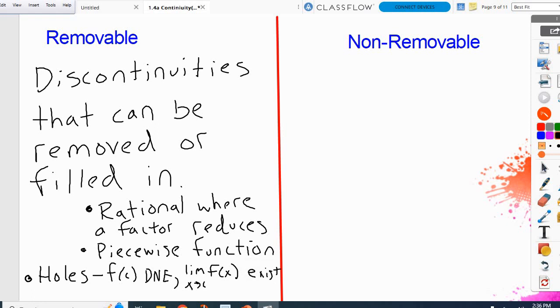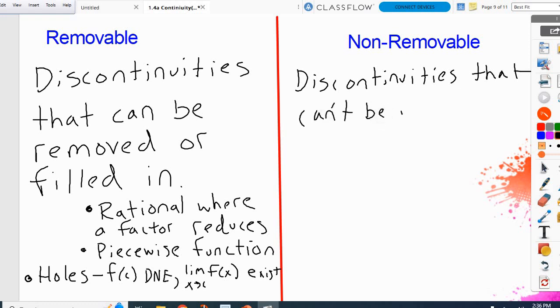For our non-removable, basically it's the opposite, discontinuities that can't be removed. So for these, we're looking at jumps or asymptotes.